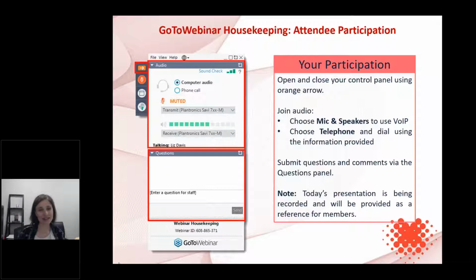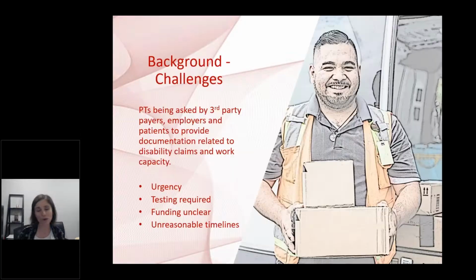Thank you so much for coming to discuss this today. This was a long time in the making. There were a lot of people very involved in the creation of this document, and we're getting some great feedback that it's going to provide a lot of value to physical therapists and SPA members. So thank you for taking the time to discuss it.